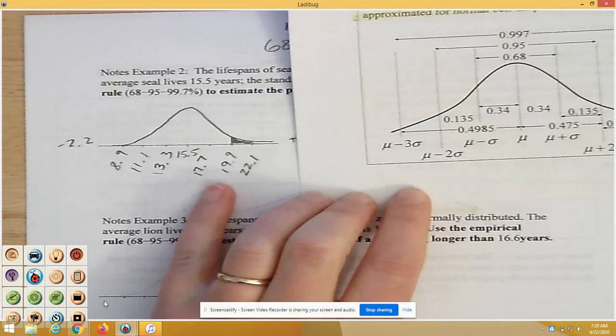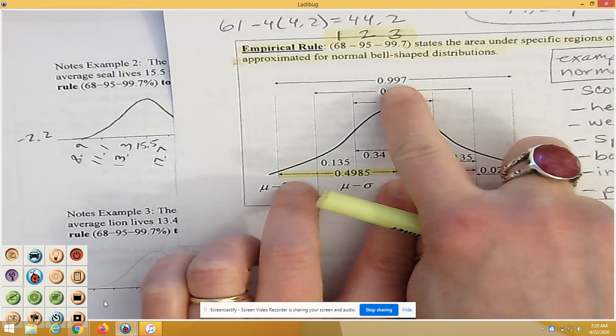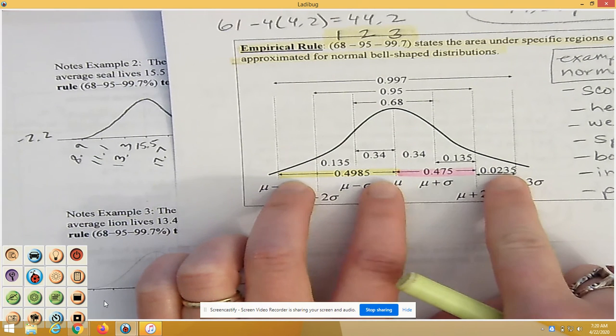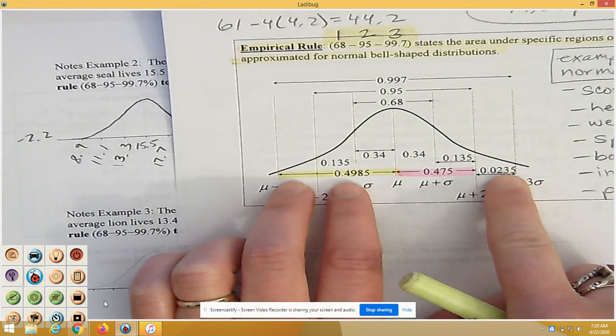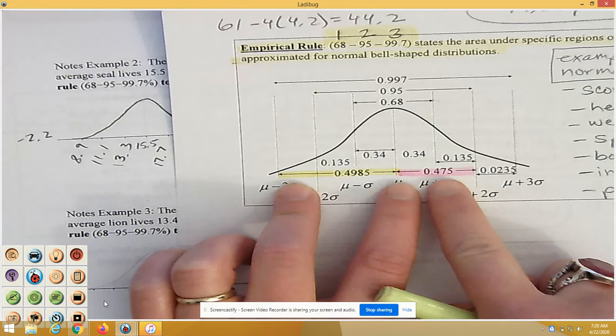So you can look at half of the 99.7% and half of the 95% and do the difference. This chart actually tells you. So you look at 0.4985 and 0.475. The difference here is going to be 0.0235. So this part here is 0.34%. No, this part here is 34%. So 34 goes from here to here.